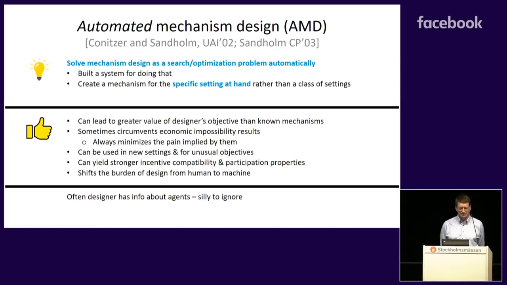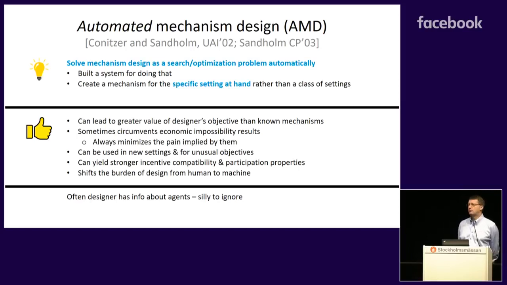But what are the benefits of this? Well, one is that it can lead to greater value of the designer's objective than known mechanisms. One of the main examples throughout this tutorial is greater revenue. When we want to sell things, we often want to maximize revenue, and I'll show you that we can get much higher revenue with these mechanisms. But that's not the only kind of objective you might want to look at. You might want to look at fairness objectives and bundles of different objectives and so on. And when you actually design to the specific class at hand, you might actually be able to do better than you could do for a whole broad class of settings.